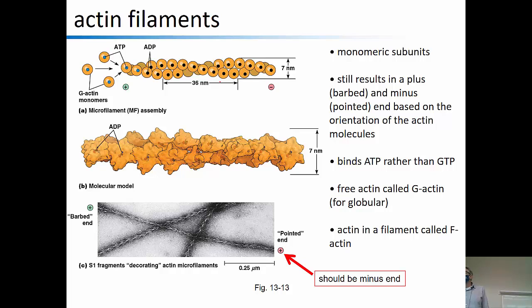We then moved on to talk about microfilaments and actin. These are long and flexible, and they're often found under the plasma membrane, so they contribute to things like shape and motility. Again, they still have a plus and a minus end. The plus end is also called the barbed end because if we look at it, and I wish I could blow this up a little bit, we can see that they're shaped a little bit like arrows. So there's a barbed end, the plus end, and the pointed end, which is the minus end.